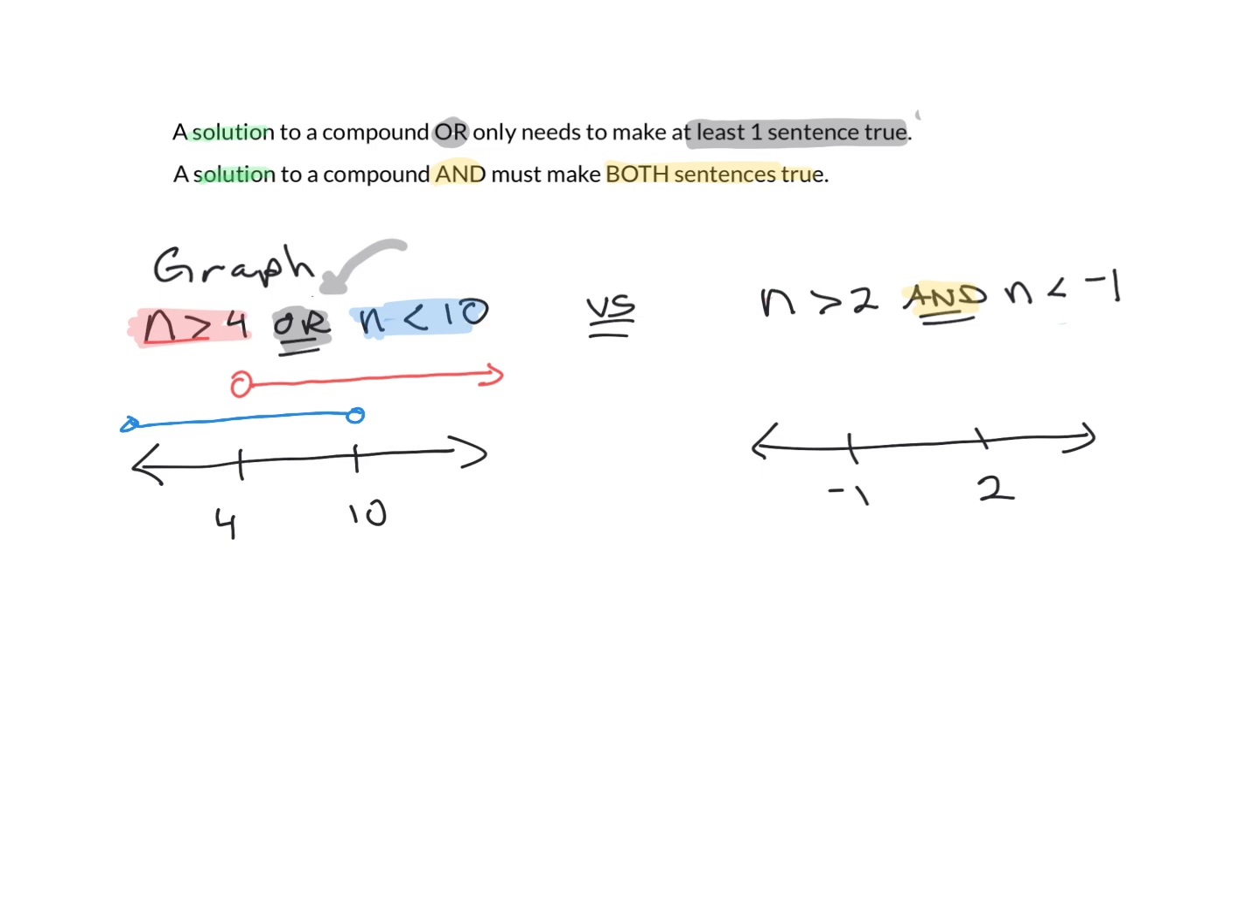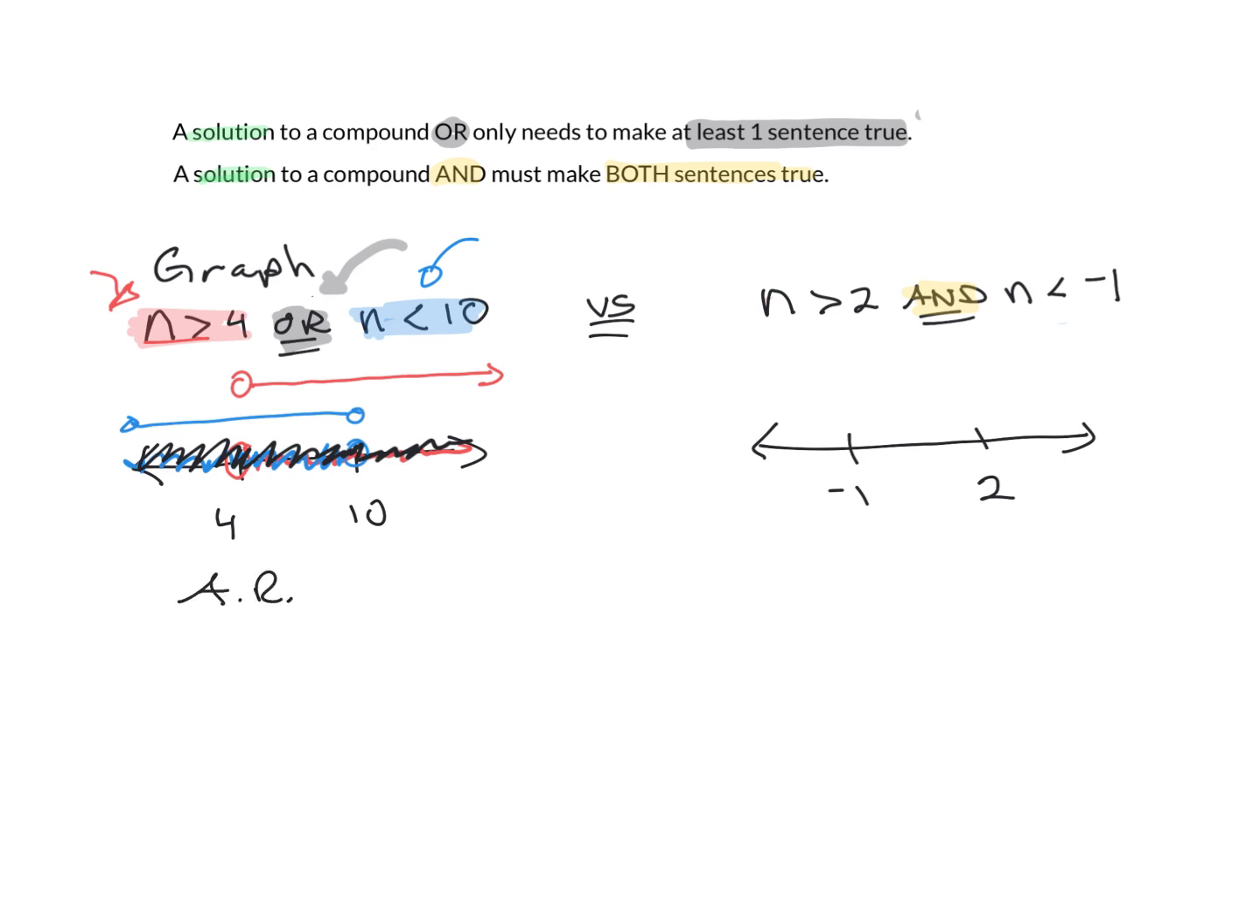So this one's a little bit more challenging. So basically, we're going to do it again. Anything to the right of 4 will make the first one true. And anything to the left of 10 will make the second one true, forever and ever. So what happens is the whole entire number line is actually shaded. So our final answer has to be all real numbers.